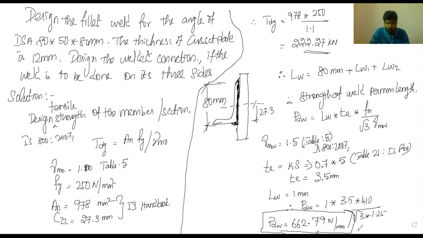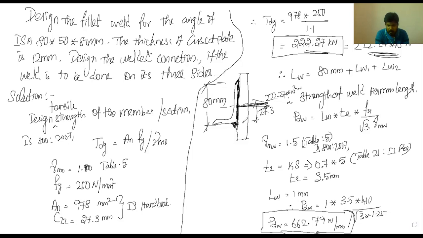Now what we are going to do, we are going to equate. The total load we know is 222.27 kilonewton acting, which is nothing but 222.27 into 10 cube Newton. So now we are going to equate the strength. This load is going to act at the centroid. So 222.27 into 10 cube Newton is going to act here at the centroid.